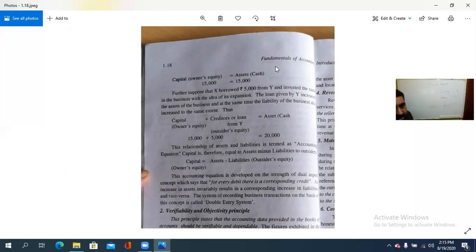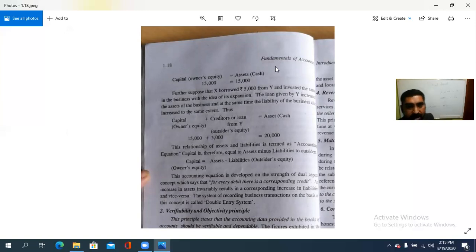So further, suppose that X borrowed 5,000 from Y and invested the same in a business with the idea of its expansion. അപ്പോൾ X എന്ത് ചെയ്തു? 5,000 രൂപ എവിടുന്ന്? Y ന്ന് മേടിച്ചു. And invested the same in the business with the idea of its expansion. Expansion എന്ന് പറഞ്ഞാൽ എന്താ? വികസനം.